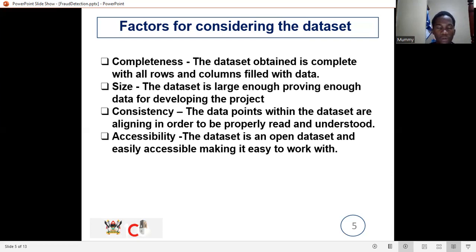As I said, the dataset is obtained from the Kaggle website, and this is easily accessible, making it easy to work with, in that it can be attained and is easily reachable, and therefore it's easy to work with within our project, making project development easy.